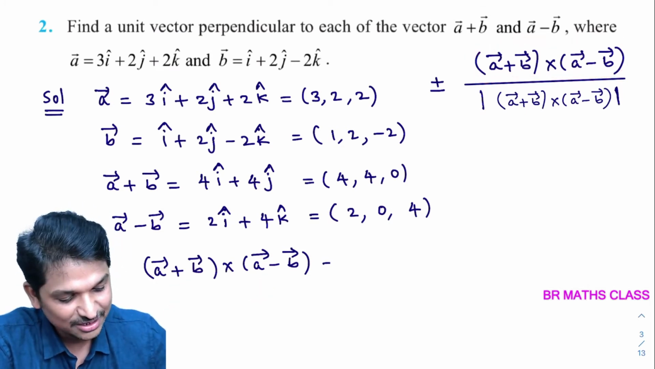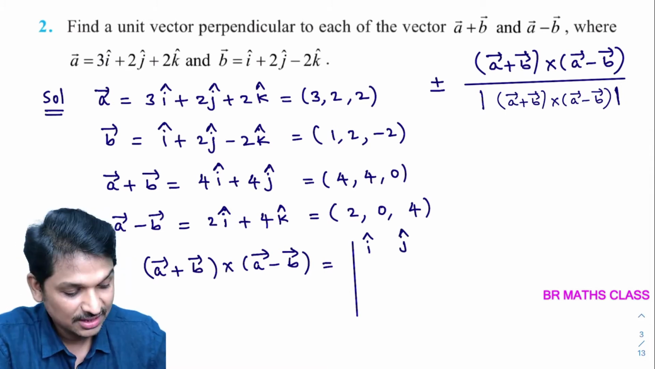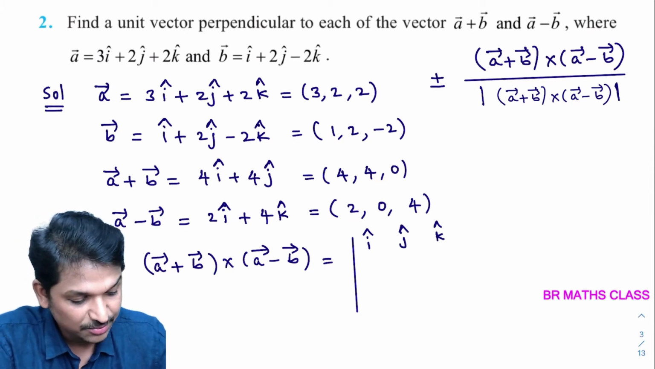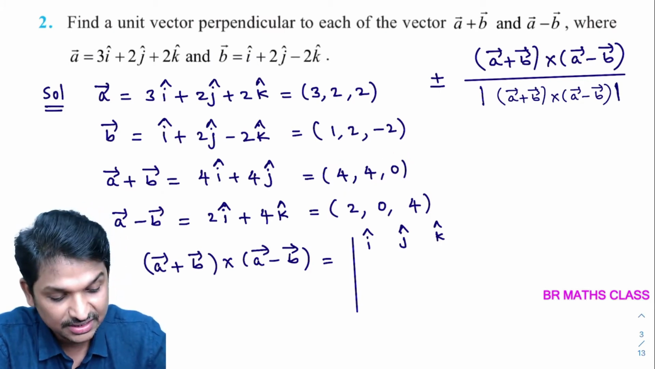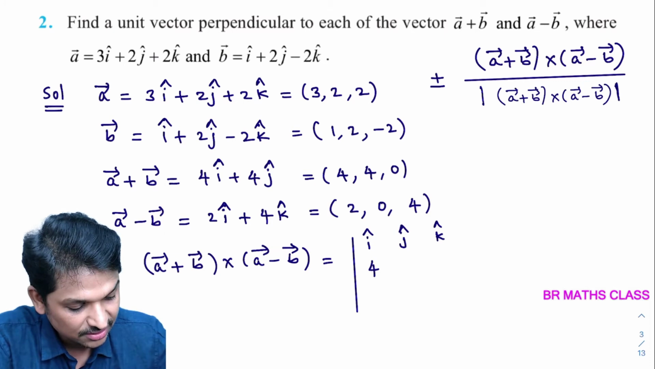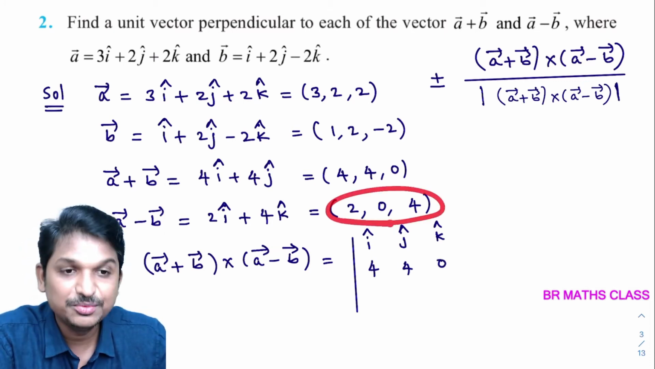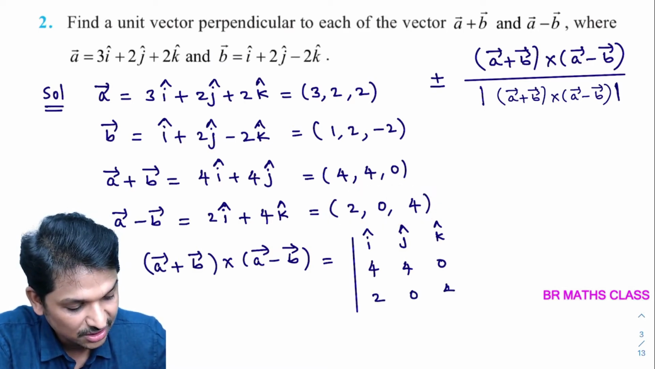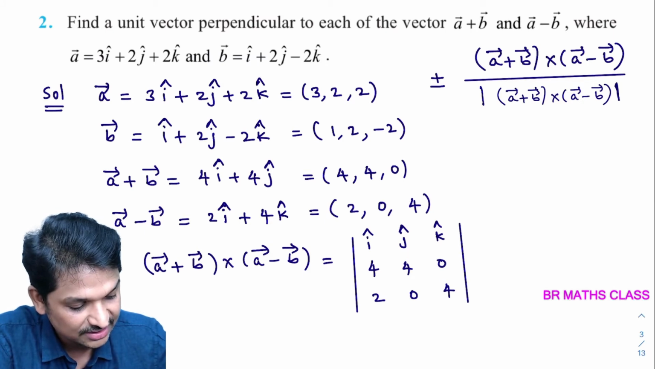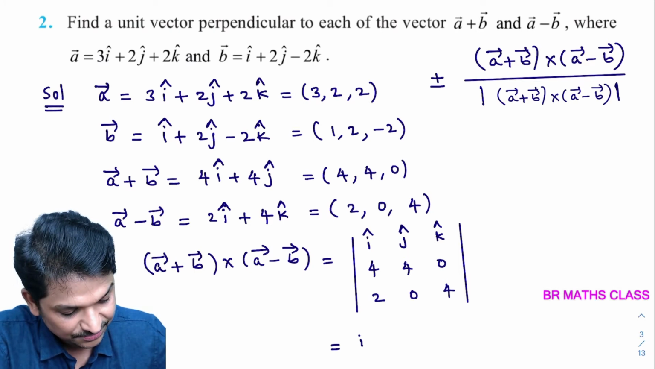Very simple. Determinant of i cap, j cap, k cap. What is A bar plus B bar? A bar plus B bar is 4 comma 4 comma 0. What is A bar minus B bar? A bar minus B bar is 2 comma 0 comma 4, okay? So you expand this determinant.